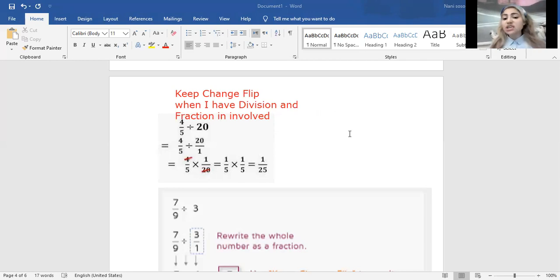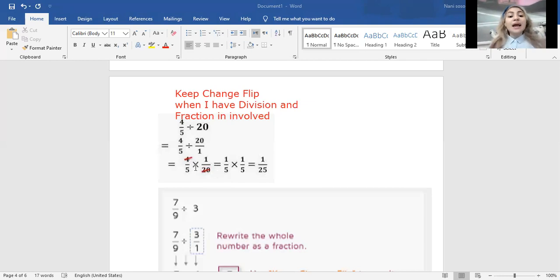When I have multiplication and fraction, I don't use it. I have to have both fraction and division. So here, do I have fraction and division? Yes. So I will use keep, change, flip. I will keep the 4/5, change division to multiplication, and flip 20 out of 1 to 1 out of 20.